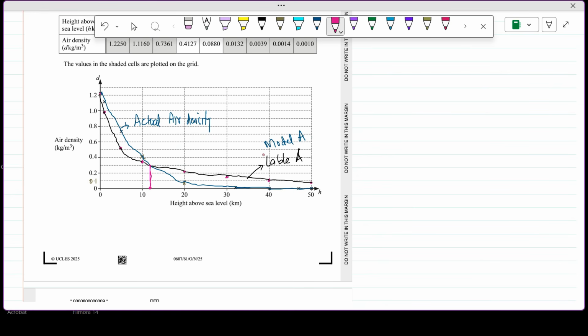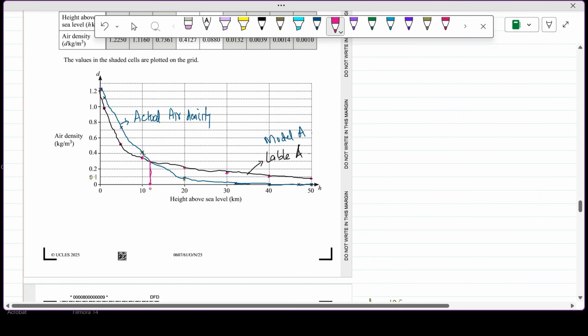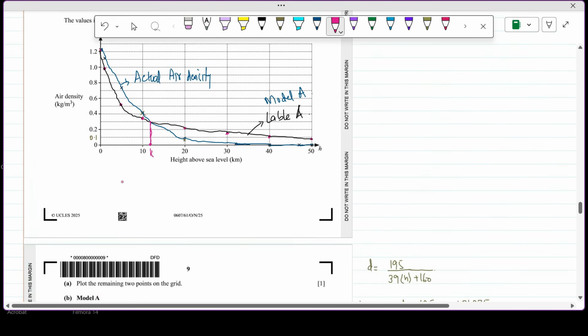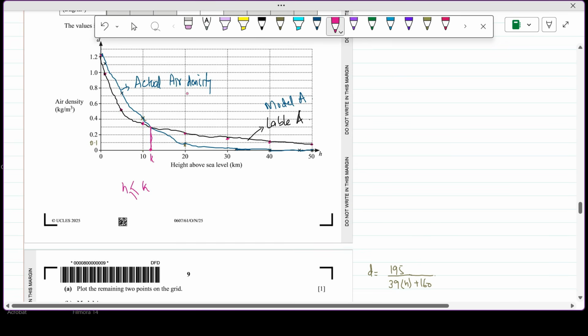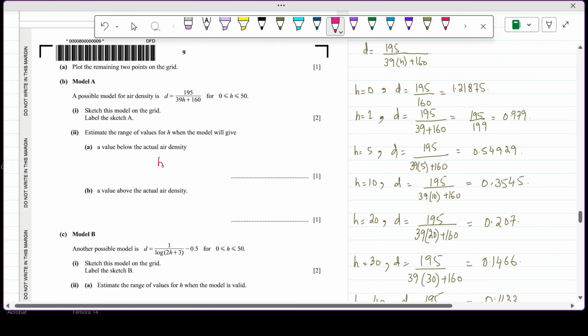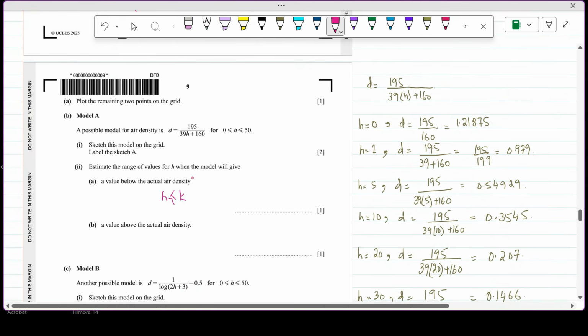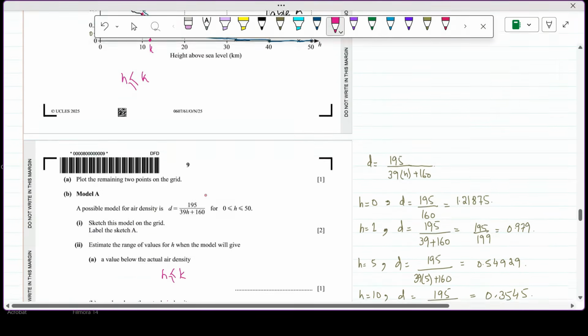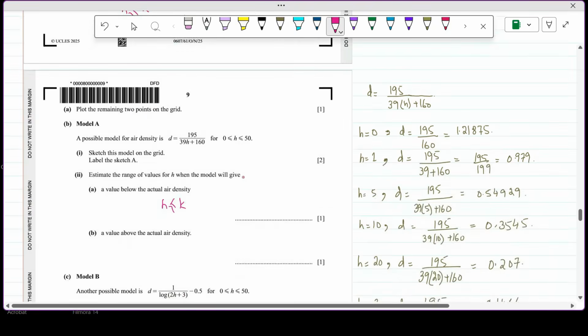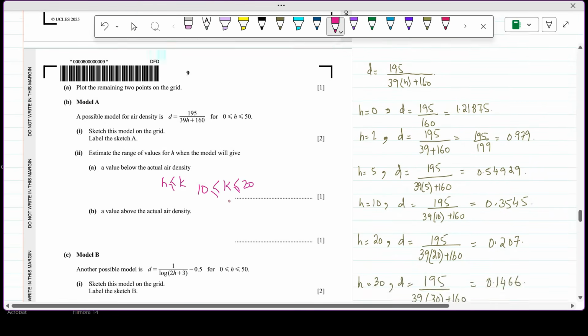the model value. If I call this point K, I will say that when height is less than or equal to K, actual air density is greater than the model value. H is less than or equal to K. At this condition, the model value is less than the actual air density, and K lies in between 10 and 20. So K is less than or equal to 20 and greater than or equal to 10. So this is the range.